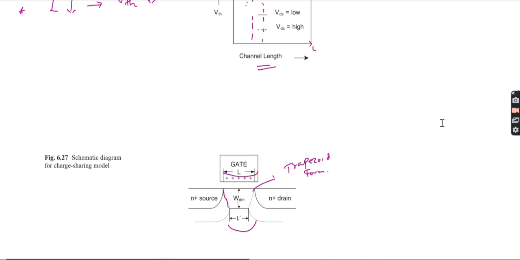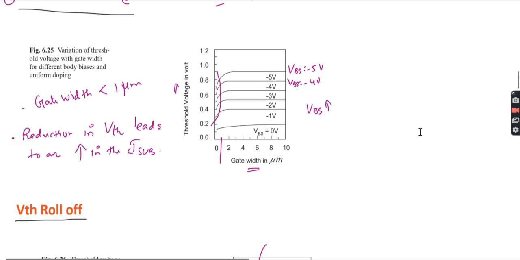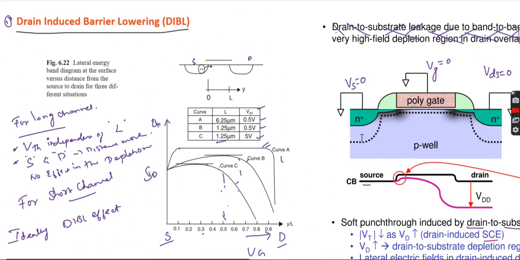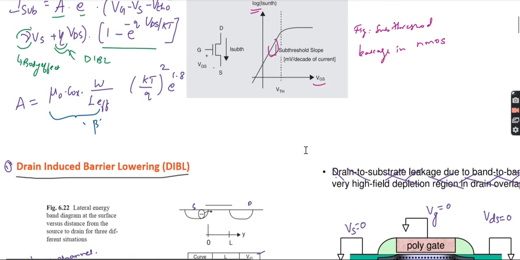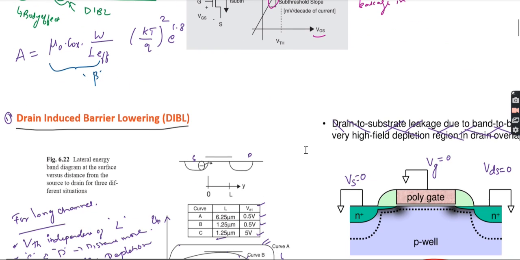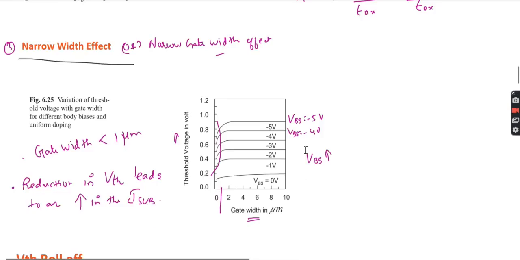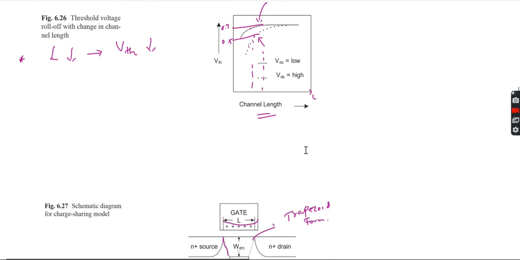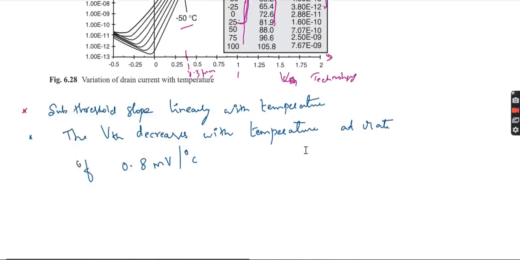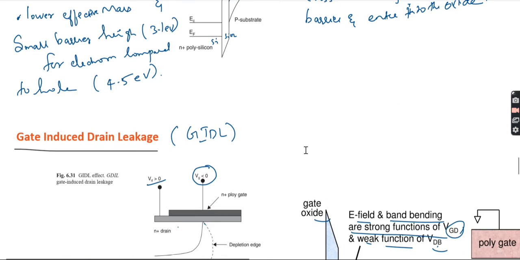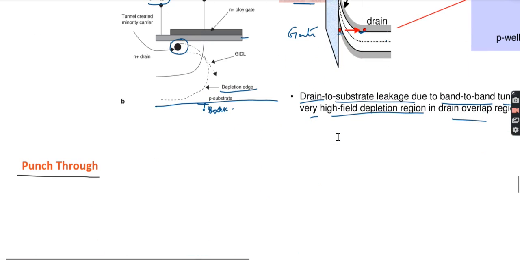Let us discuss what we studied in the previous class. In the previous class we started the subthreshold leakage current. The various factors involved in the subthreshold leakage current are: drain induced barrier lowering, the body effect, the narrow gate width effect, then VTH roll off, then the temperature effect, then tunneling through gate oxide, then hot carrier injection, then gate induced drain leakage. Until that we studied in the previous class.